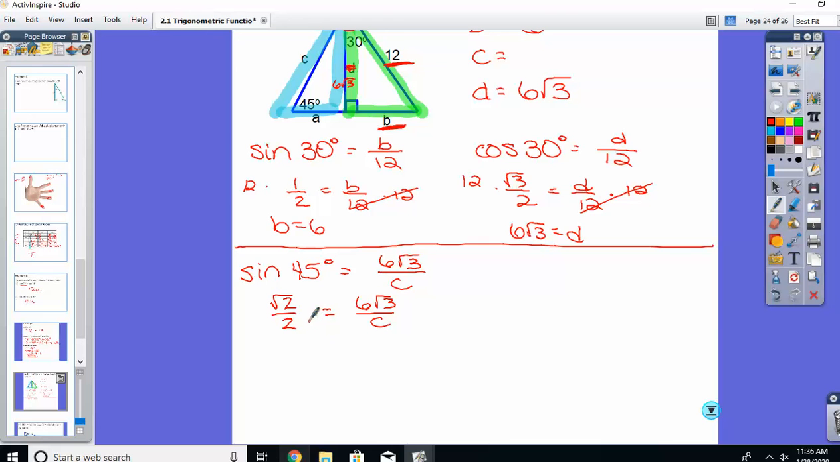Since C is on the bottom, let's cross multiply here. I get C radical 2 equals 12 radical 3. Divide by radical 2. Can you leave the square root on the bottom? No. So if you multiply by radical 2 on top and bottom, you get 12 radical 6 over 2, or 6 radical 6.